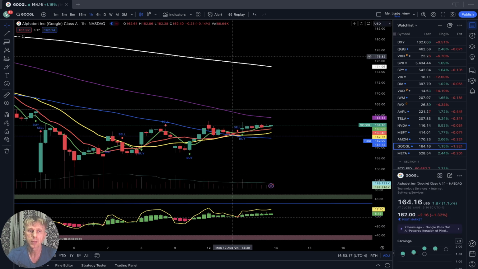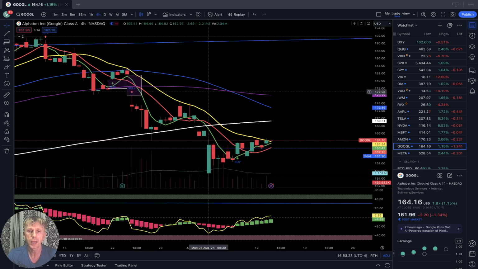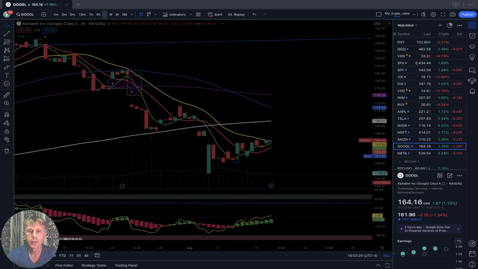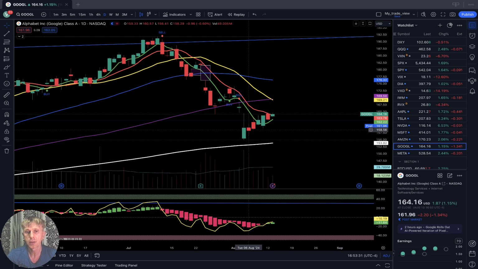Google plus 1.25%, 1 hour time frame, bullish trend. 4 hours time frame, last bar stopped at SMA 20, could be rejection. And daily for Google, it is still bearish, still below SMA 20, still bearish trend.